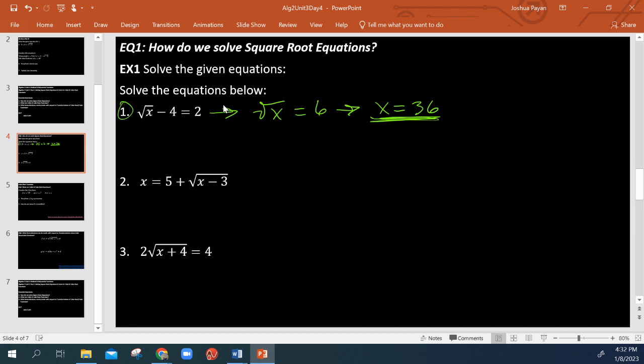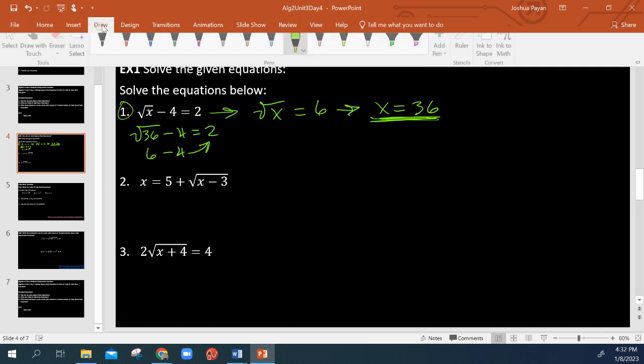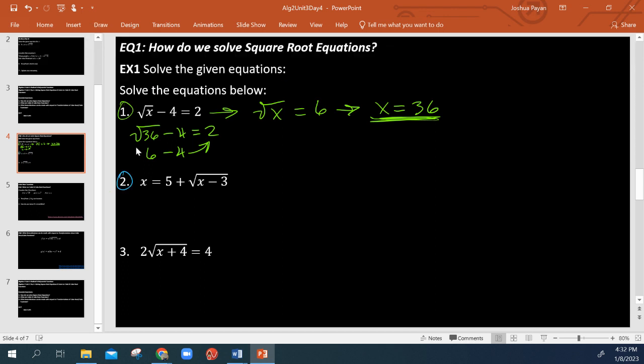And of course, we can double check our work. We can say the square root of 36 minus 4 should be equal to 2. And of course, we get 6 minus 4, which is in fact equal to 2. Right now, we're going to see that doesn't always work. If you ever do the algebra and you go back and check and it doesn't work, don't freak out. That is a thing. It's called an extraneous solution. This guy, however, worked out. So this is 100% just a solution. It is non-extraneous.